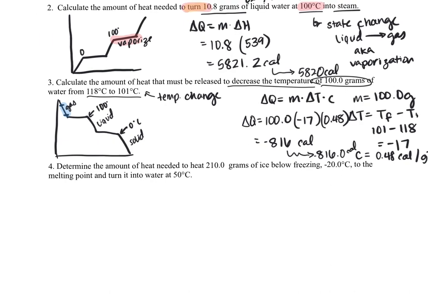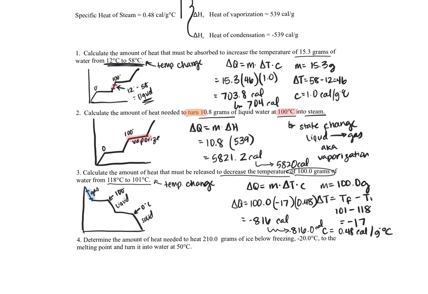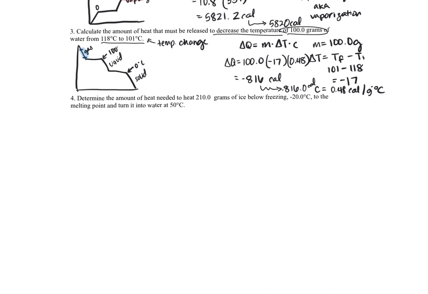Okay, so these have all been relatively easy up until now because they were only one step on this graph, meaning I was only moving up by temperature or over through a phase change. I wasn't doing both. We see that changing, however, in number 4.